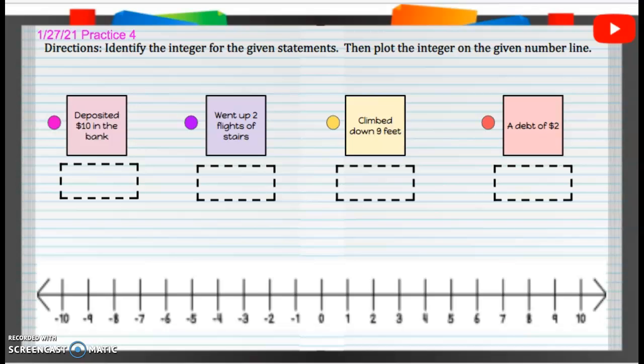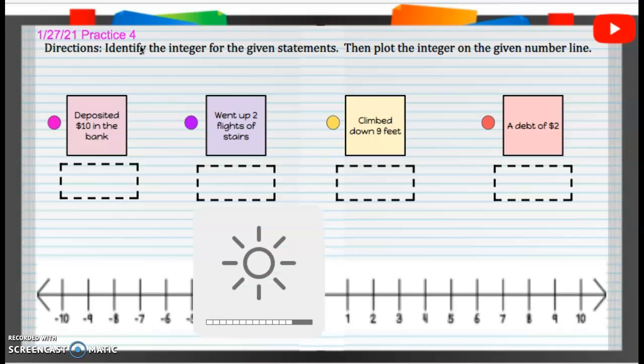January 27th, 2021, practice number 4. All right, so we're going to identify the integer for the given statements, and then we're going to plot that integer on the given number line. So we are going to take a look.